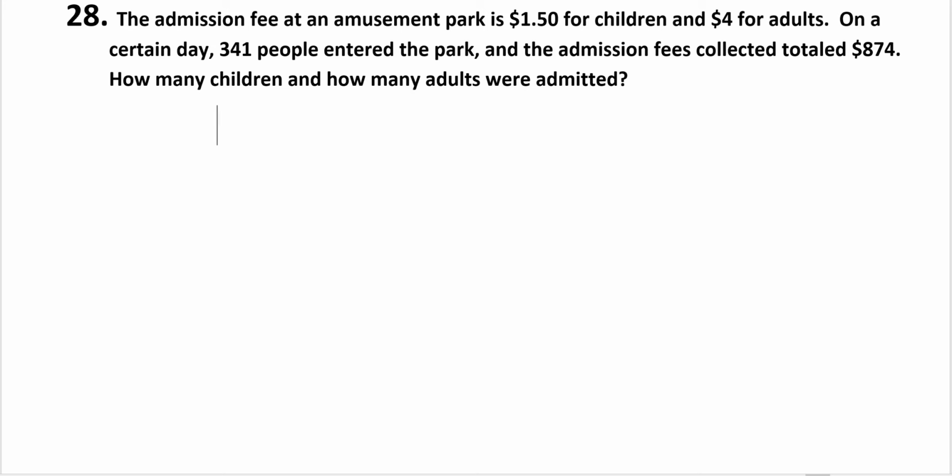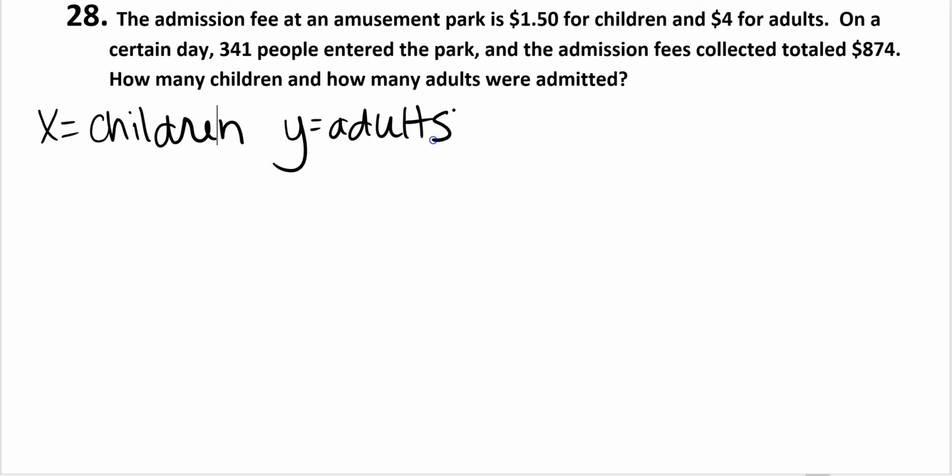So it's important to define your variables for problems like this. So let's say that x is going to represent children, and then y is going to represent adults. Because if you don't define that first, when you solve for x or y, if you forget which variable represented what, you're not going to get the right answer.